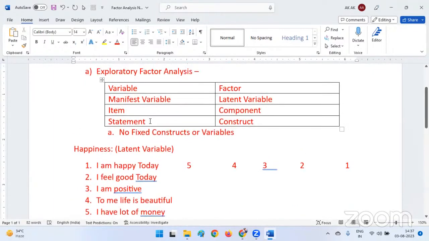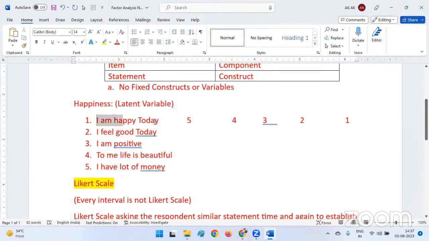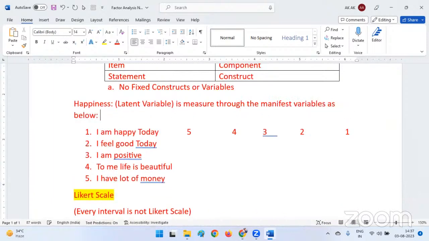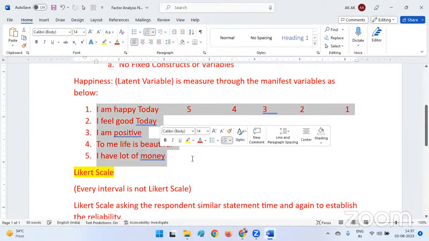So I'm using the word here, statement. Statement is the manifest variable. So happiness is a latent variable. Statements 1, 2, 3, 4, 5 are the manifest variables. So the happiness latent variable is measured through the manifest variables as below. All right. Now, happiness is not measured. The statements have been measured.